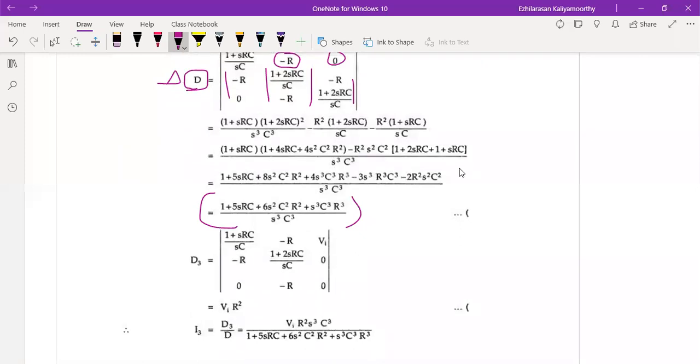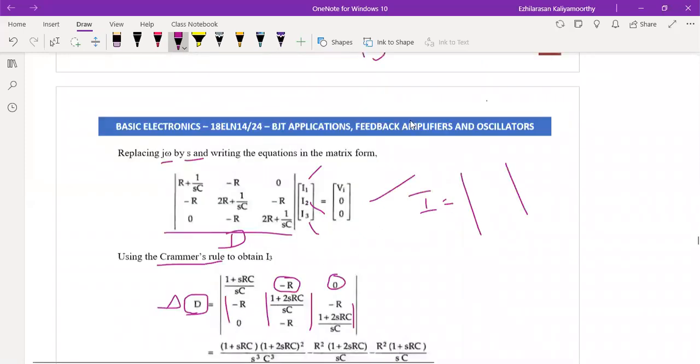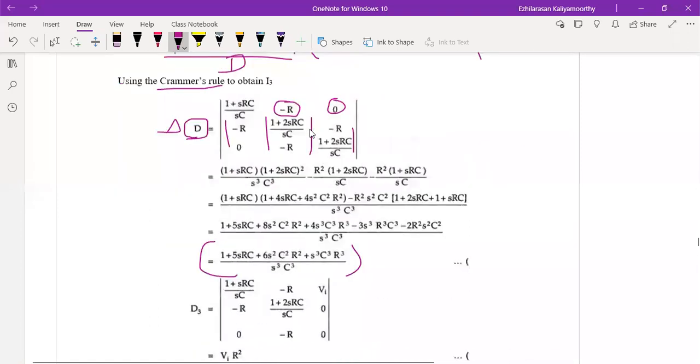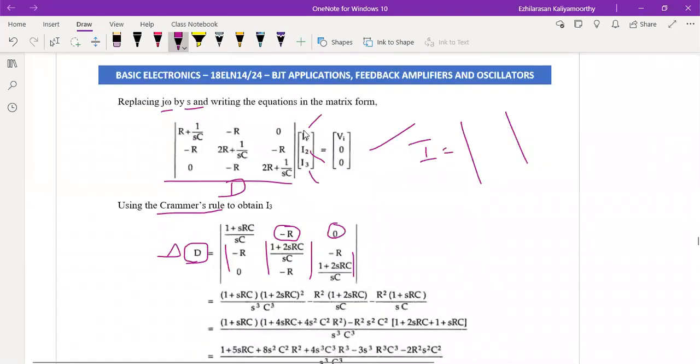Now, what do I need to find? I need to find D3, for example, because we want I3. Very simple: if you want to find I1, the first column should be replaced by this value. If you want to find I2, the second column should be replaced by this value. If you want to find I3, then the third column should be replaced by this value. This is the idea.